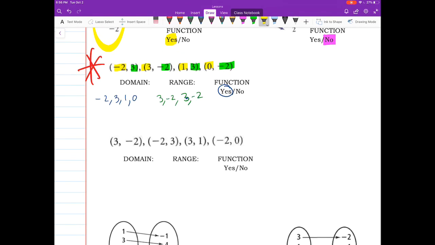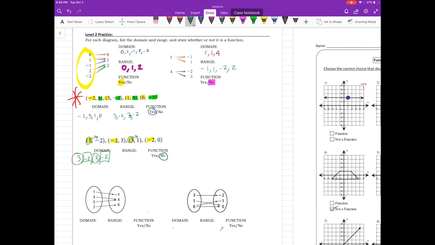This one, domain. Give it a shot yourself. Push pause if you want. 3, -2, 3, -2. Is that a function? No, because you repeated your 3's and you repeated your -2's. This 3 went to -2. This 3 went to 1. So not a function.